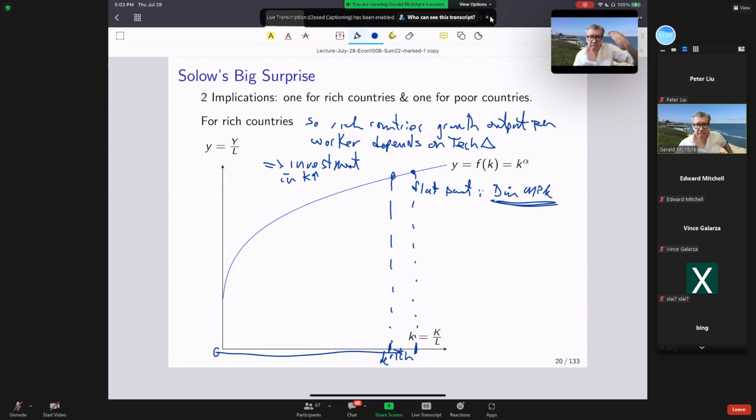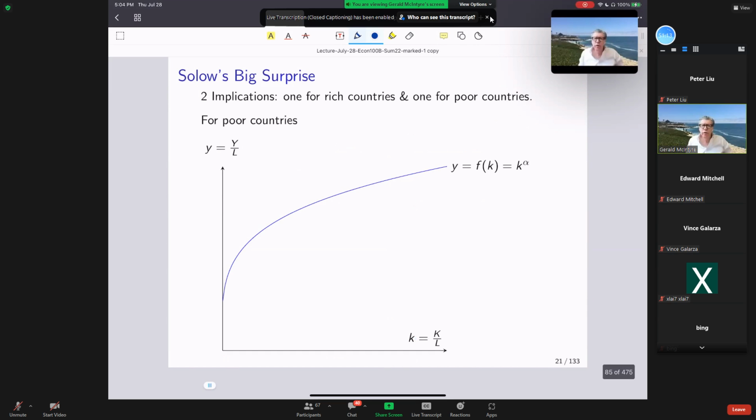With me? All right. Very good. That's the implication for rich countries. Next slide. The implication for poor countries. Where are poor countries on this graph? Somebody show me. Somebody tell me in chat.